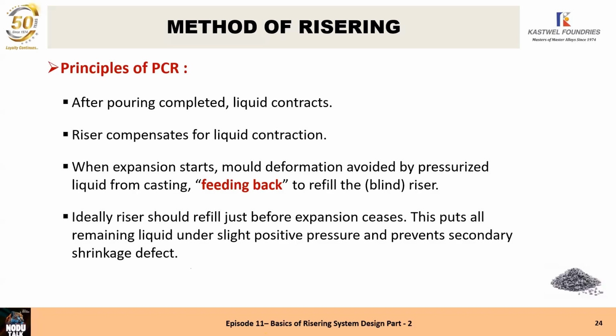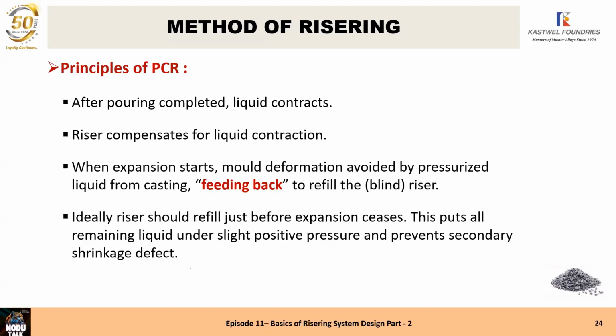The riser should compensate for this liquid contraction. So when the riser feeds metal into the mold cavity to compensate for the liquid contraction taking place when the metal is cooling in the mold up to the solidification temperature, there is a little space created inside the mold, inside the riser, because the metal has gone from the riser into the mold cavity. Is that clear?